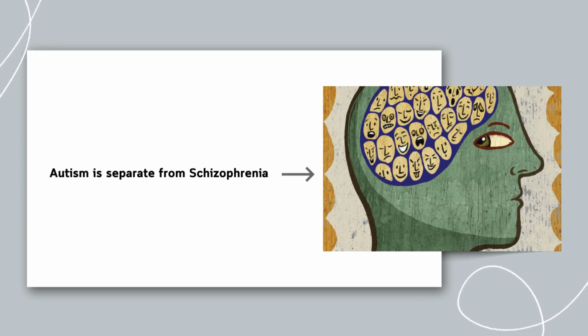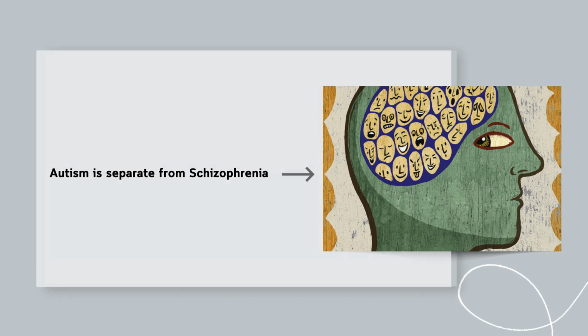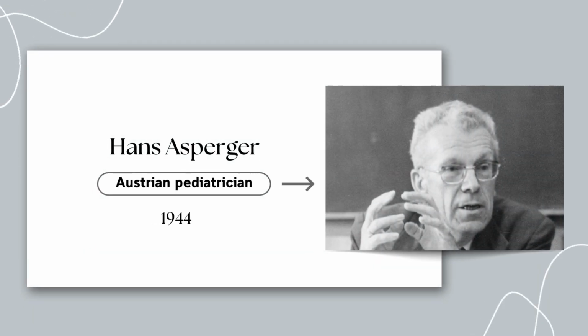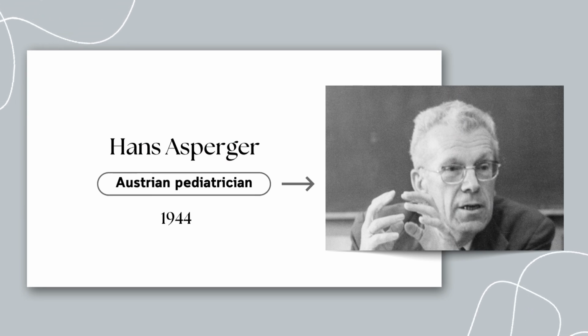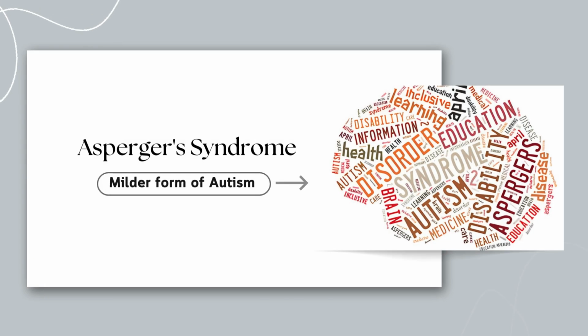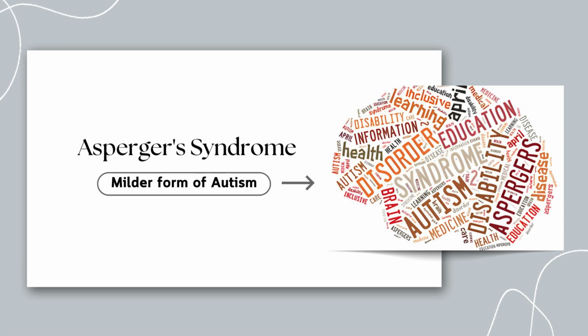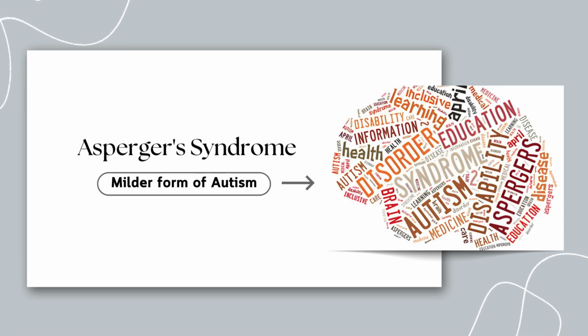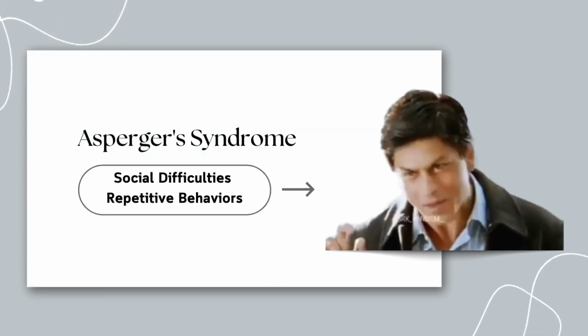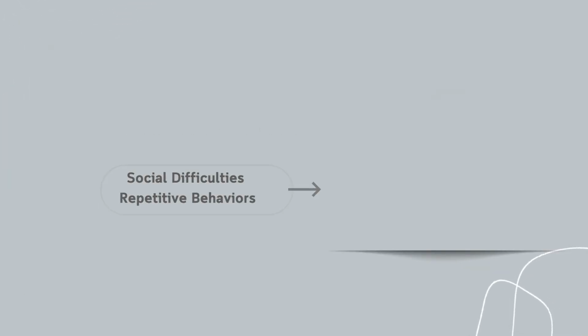Around the same time in 1944, Hans Asperger over in Austria was studying a similar condition and identified it as what we call now Asperger's syndrome, a milder form of autism. Unlike Kanner's patients, Asperger's patients had no significant delay in language development but displayed social difficulties and repetitive behaviors.